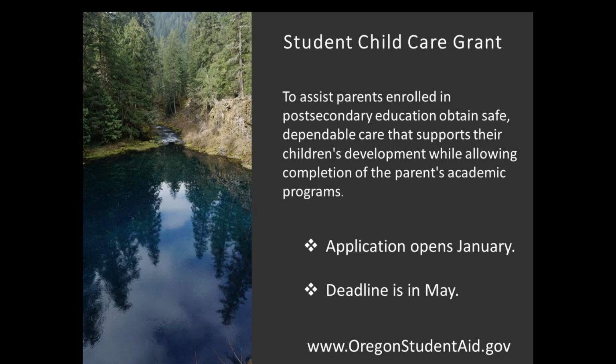We have one student portal where you can complete the application for Oregon Promise, scholarships, and the Student Child Care Grant. The awarding for the Child Care Grant usually happens in June or July. Students do have to submit proof of child care expenses for this application, so please note that that'll be one of the requirements.